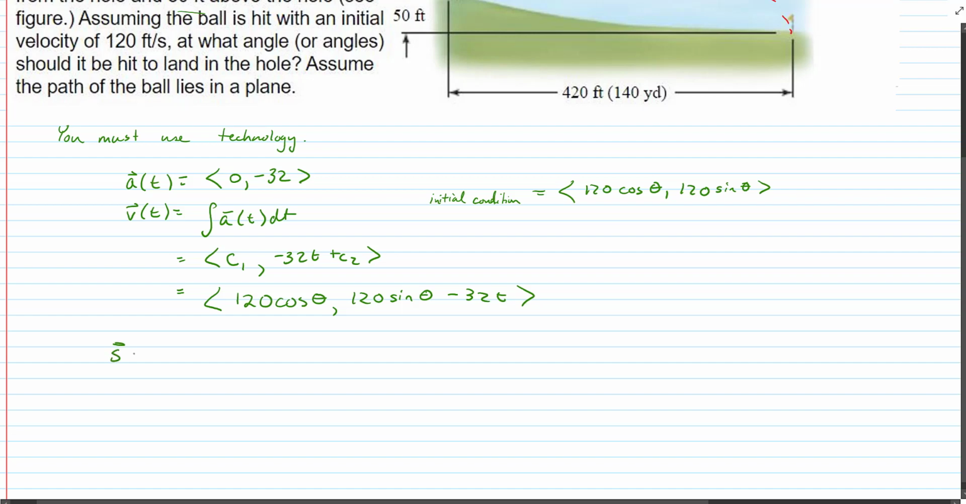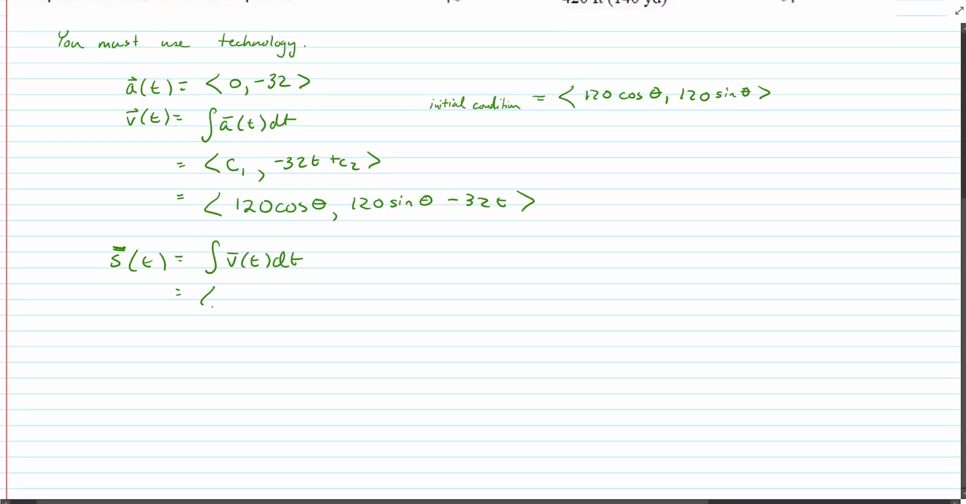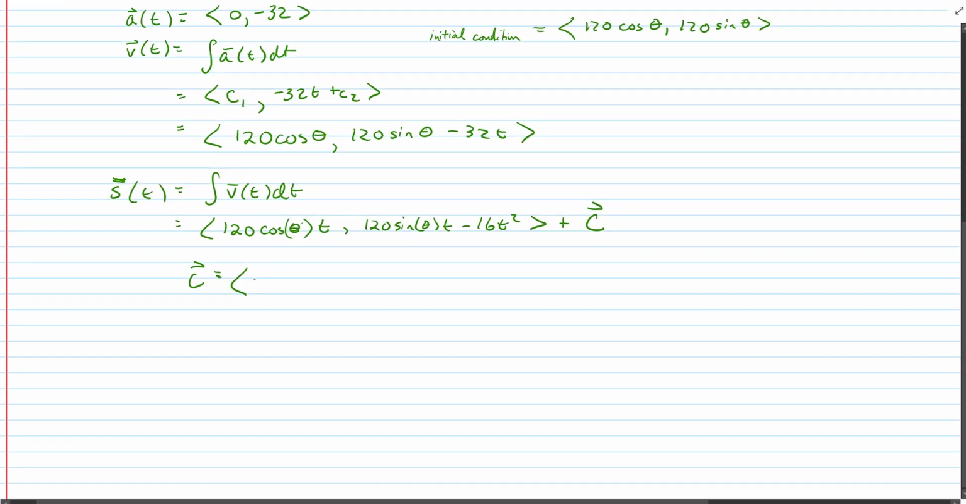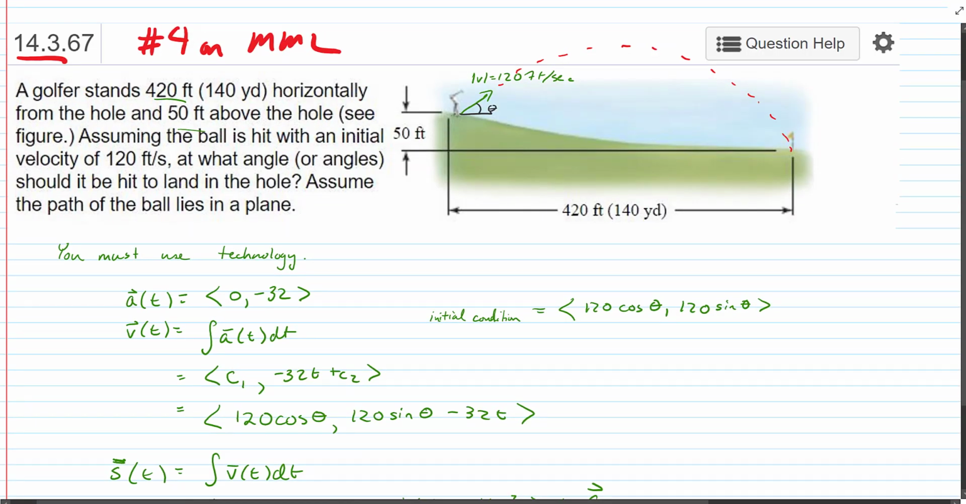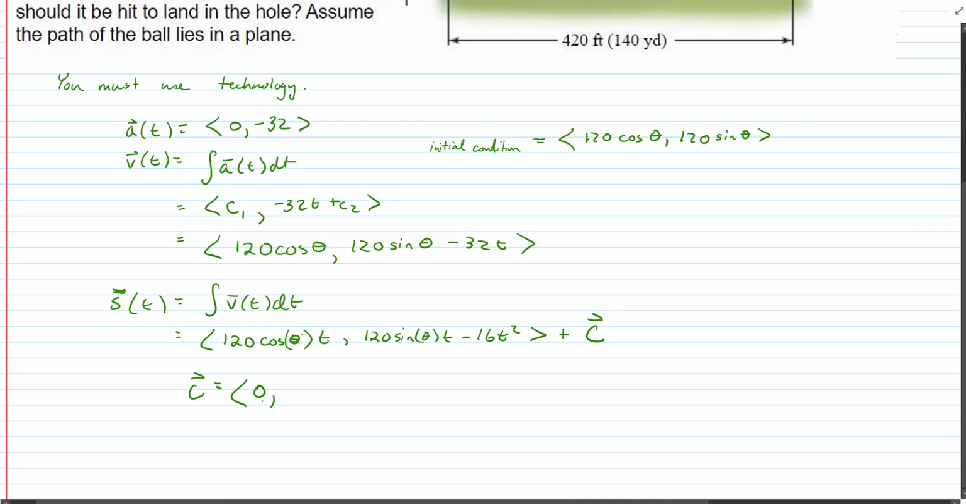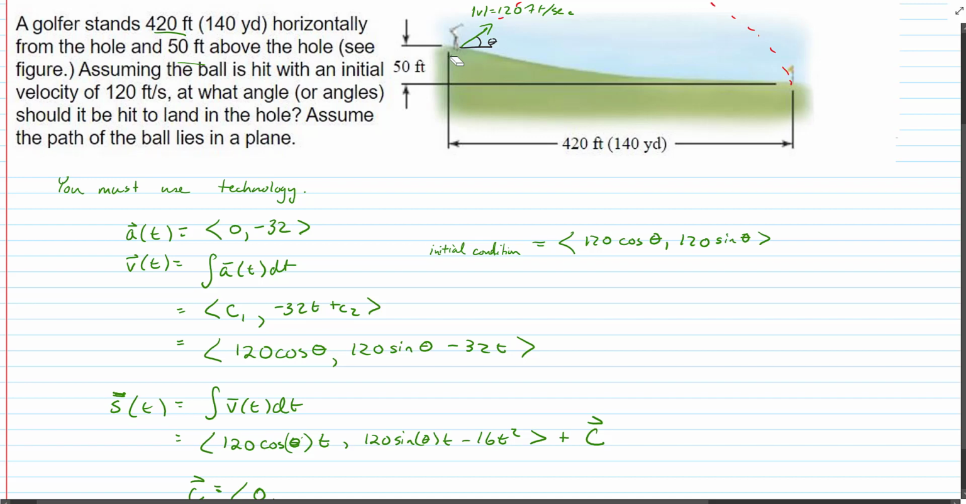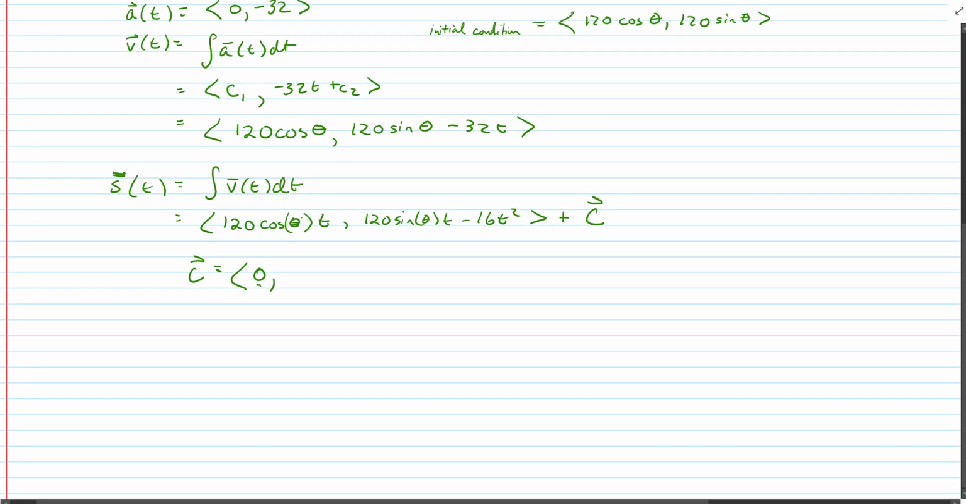Then we come up with the displacement vector function. So integrating the velocity function gives us the displacement. This would give us 120 cosine of theta, and we'll put parentheses around that, t, comma, then we'd have 120 sine of theta, t, minus 16t squared, and then for this time I'm going to put our constant vector over here. What's our constant vector in this case? Well, we can think of it as our initial displacement. If we're considering the origin right there, the initial horizontal displacement is 0. I'm sorry, let's put the origin down here. And the initial vertical displacement is 50.